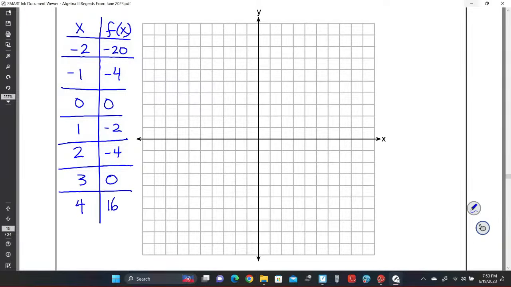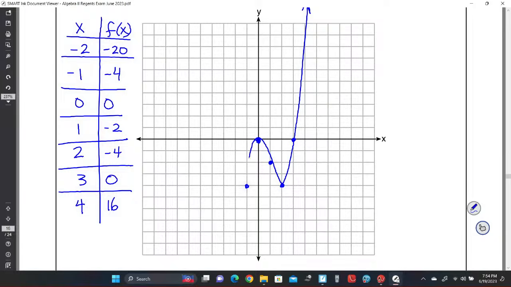So I won't be able to plot that negative 2 comma negative 20, but negative 1 comma negative 4, right there, 0 comma 0, 1 comma negative 2, 2 comma negative 4, 3 comma 0, so there's another 0, and 4 comma 16. So I've got something way up here and way down there, so I'm going to get this curve that kind of looks like that, and I really do want to make it go through all the points.